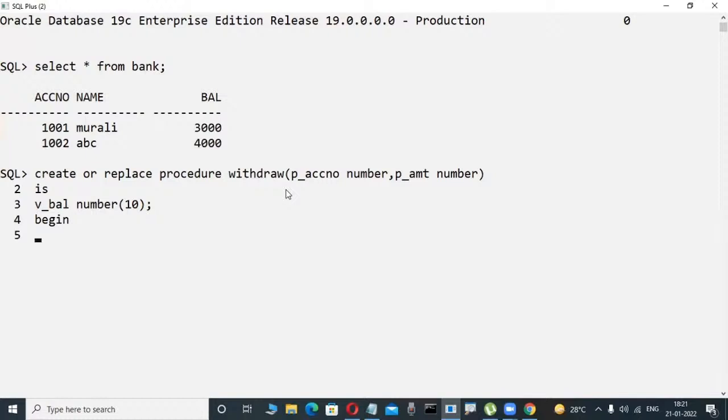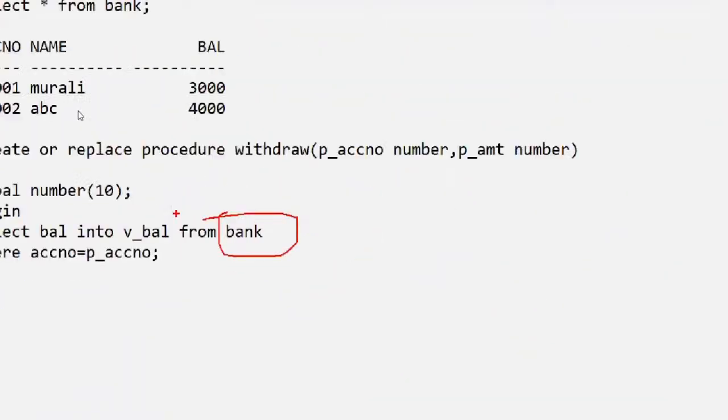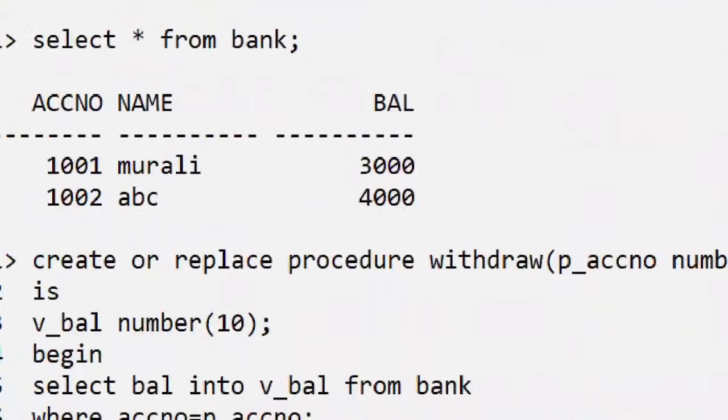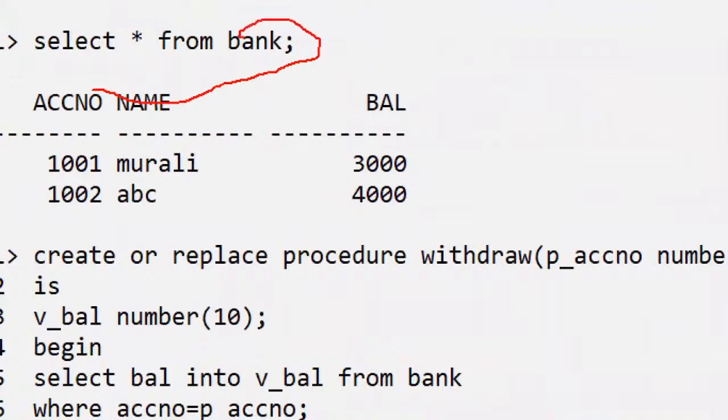Now check it out. Concentrate here. Some coding is there. Select balance into v_balance from bank where account number is equal to something. Okay, fine. You may not have an idea of these things, but logically observe it here. These are very easy actually. Suppose bank is a table. In this table format, your transactions are stored. This table I'm using in this PL/SQL code.